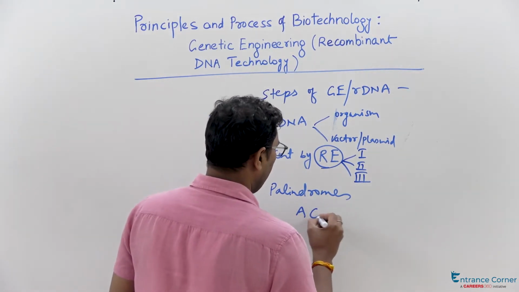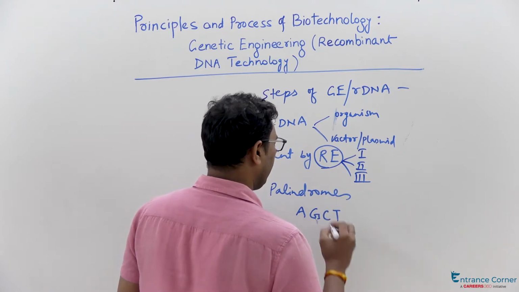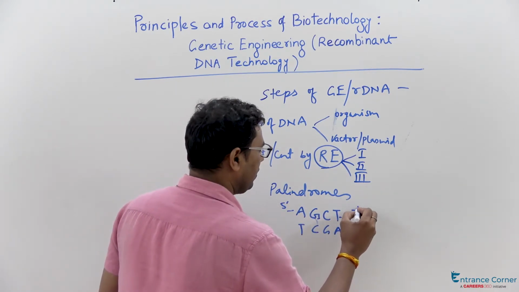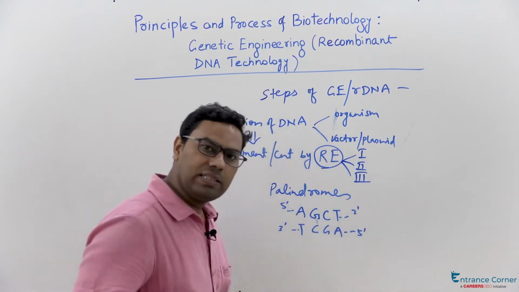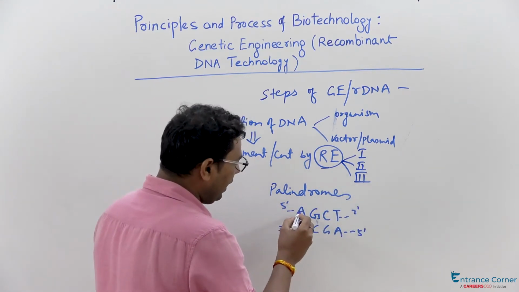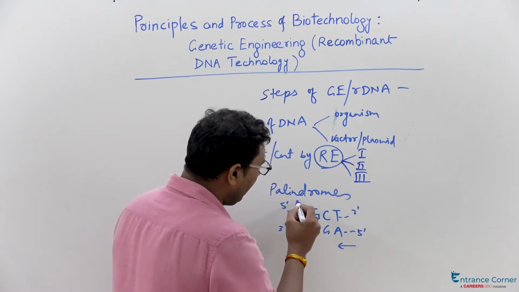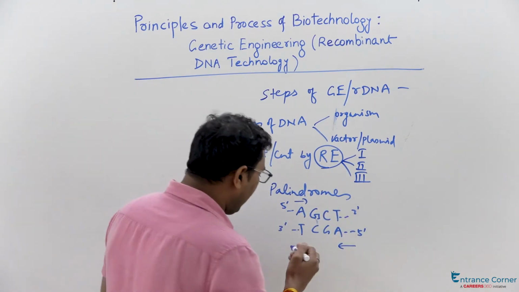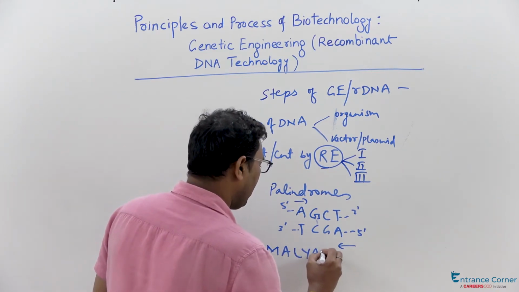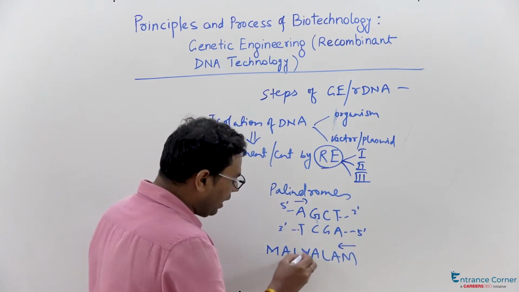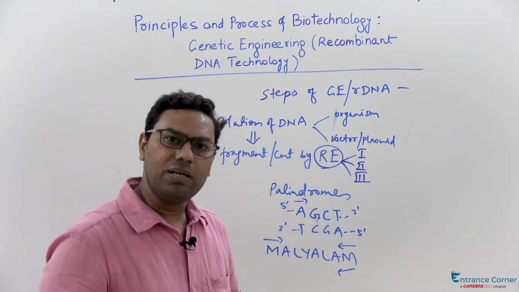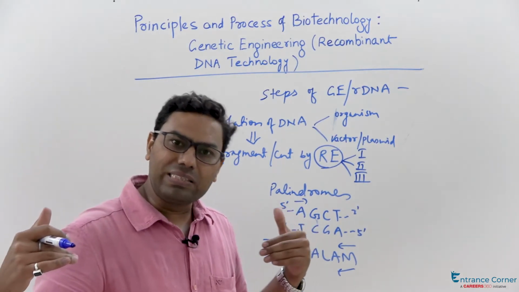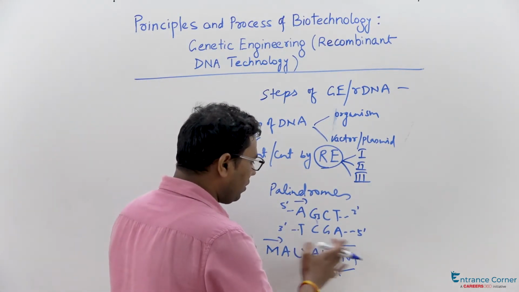As for example, AGCT. Suppose this is the DNA sequence. You can read this DNA sequence from left to right, AGCT, and if you read it from the other side, you will find that exactly the sequence is the same at the opposite end. It is just like reading a word like Malayalam. If you read this word from this side, Malayalam, and from the other side, Malayalam, both are exactly similar. Such words or sentences which can be read exactly the same from either end are called a palindrome.